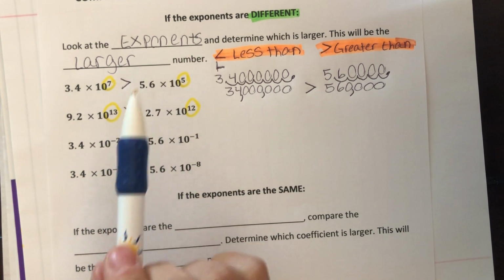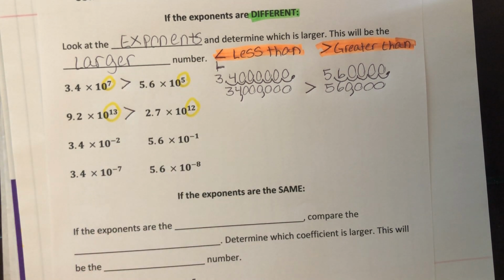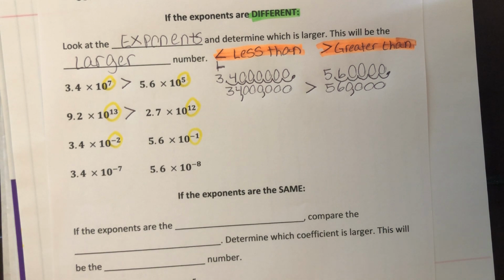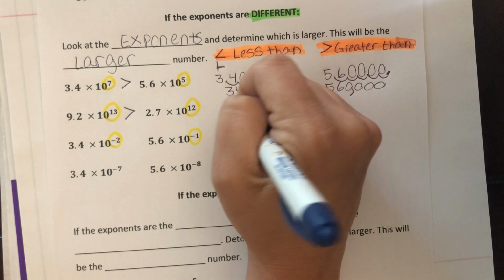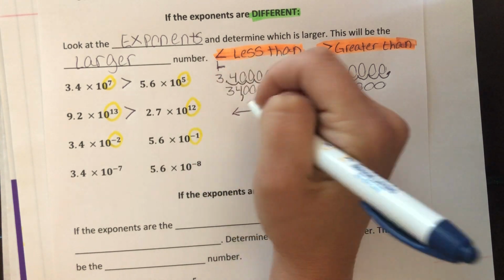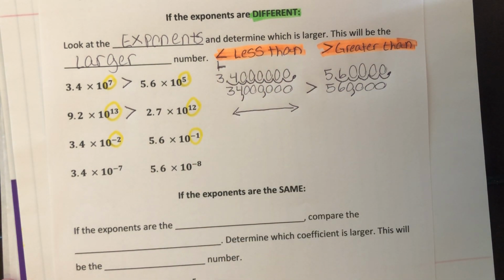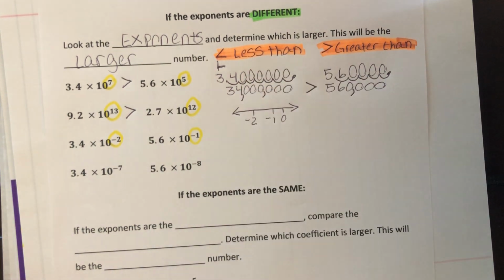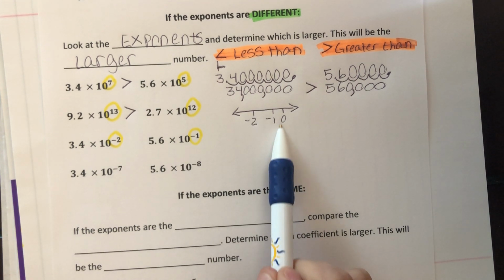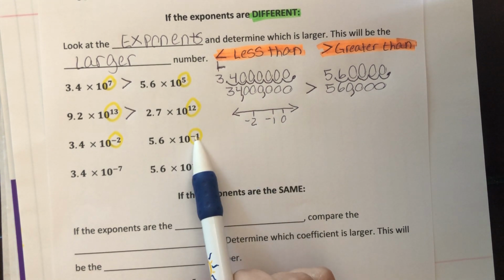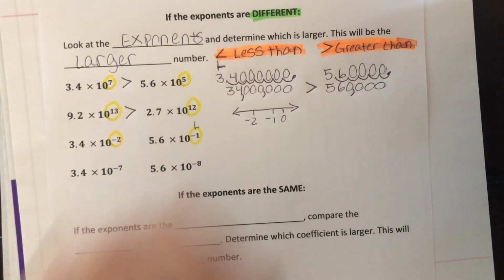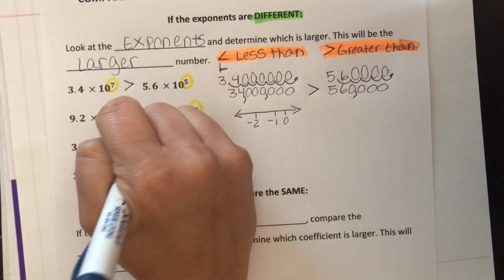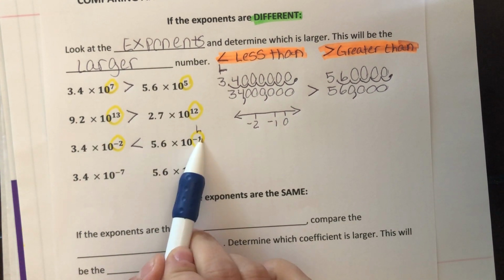Now we can use this same trick up here when we have negative exponents. We look at our exponents and we determine which one is larger. Now, if you get confused with the negatives, remember you can always make a quick little number line up here to compare them. The number that is larger is the number that's closer to 0. So -1 is closer to 0. So this is our larger exponent. So that means this number here is less than this number here.